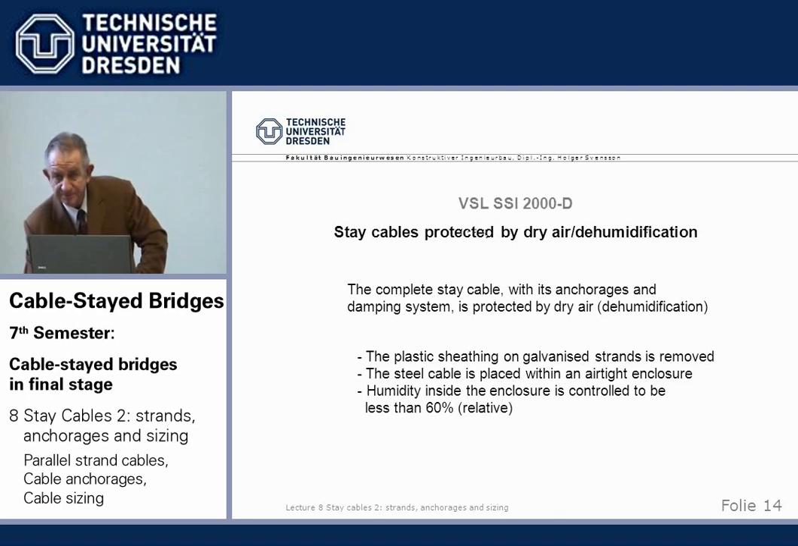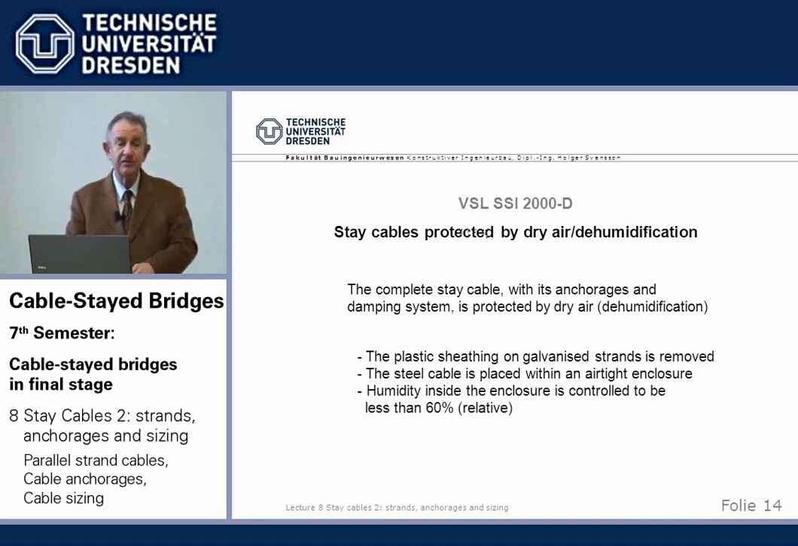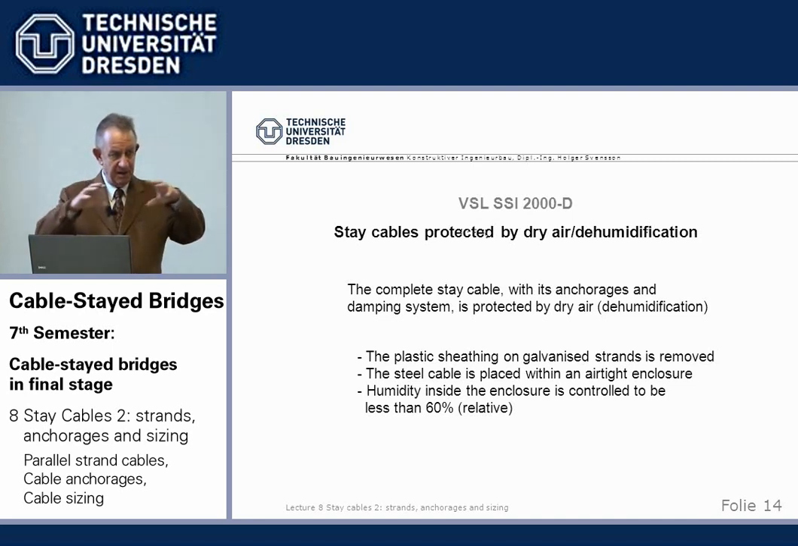And they have come up with the idea to protect the steel wires inside by dry air. The concept is probably familiar to you since many years, at least 20 years. The inner part of steel boxes is only painted once in shop, and then there is a dry air producing unit inside which dries the air, circulates it.